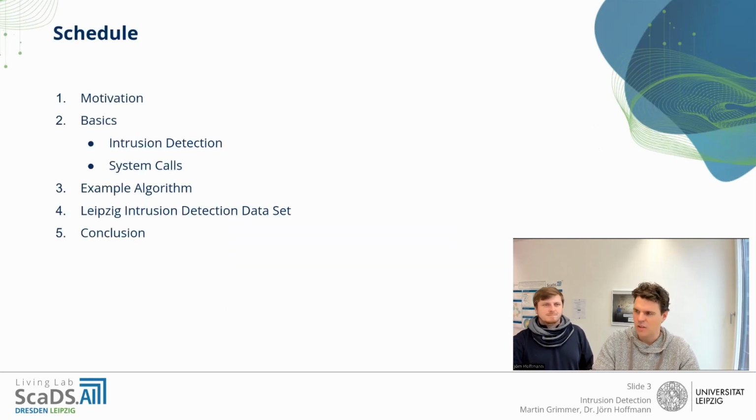So a short outline of what we will present today: just a short motivation about intrusion detection systems and why they are important. Then we will go into the basics of intrusion detection and how we collect data. Then Martin will talk about the example algorithms and the Leipzig intrusion data set. And at the end, there will be a short conclusion about the information you heard in this lecture.